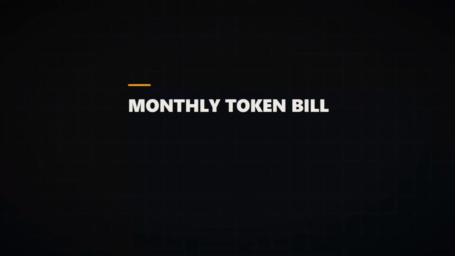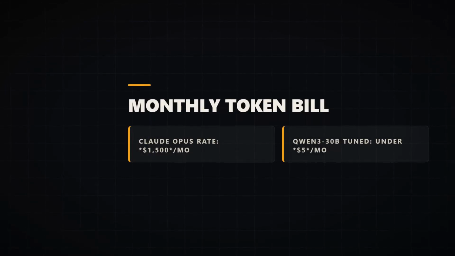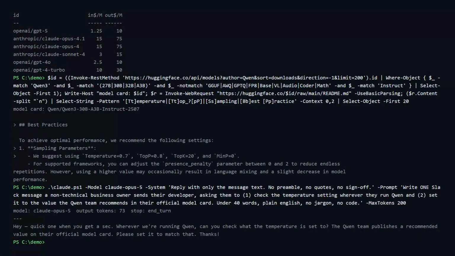A shop running 100,000 product descriptions a month at a Claude Opus rate carries a $1,500 line item. On Qwen3-30B tuned right, the same output volume is under $5 a month. Not a typo, the token bill effectively vanishes. What used to gate the work is now what you pay for coffee.